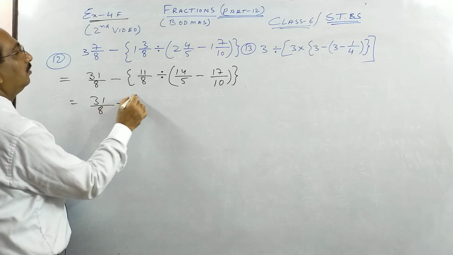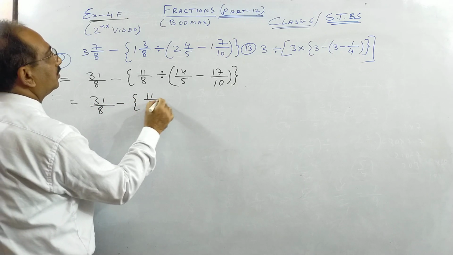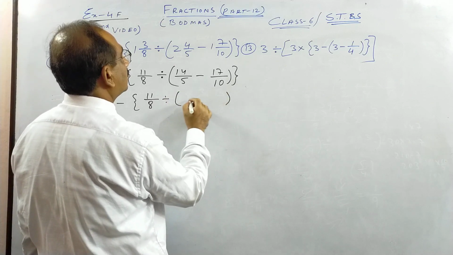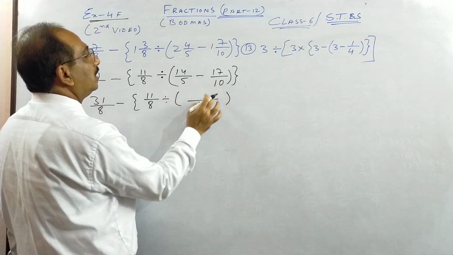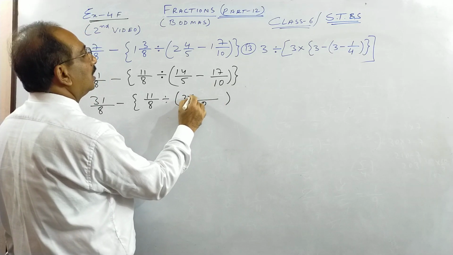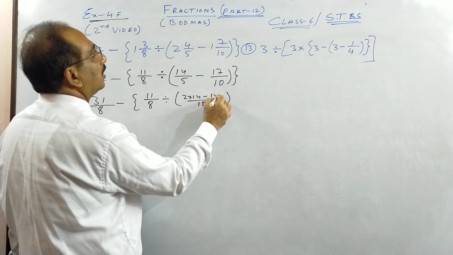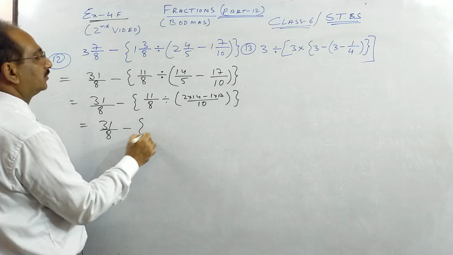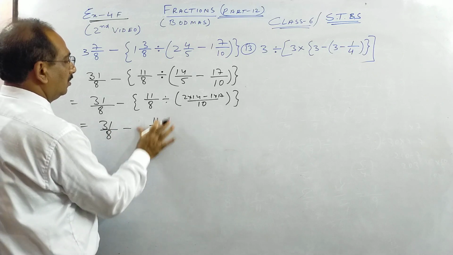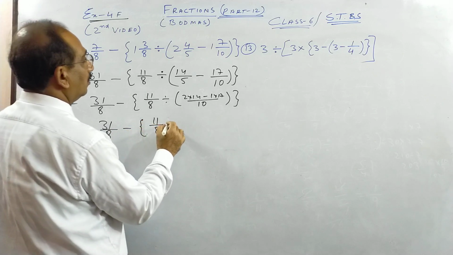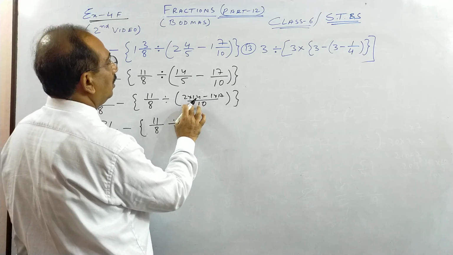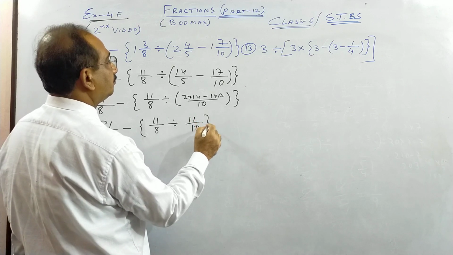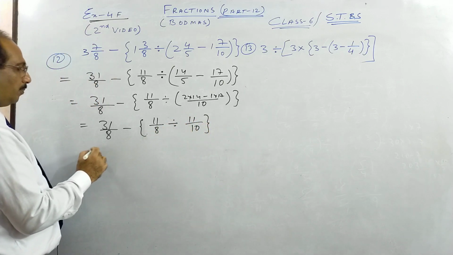Now first of all, I will solve the small bracket. So small bracket, what happens? The LCM of 5 and 10 is 10. 5 goes 2 times, 10 goes 1 time. So we get this divided by 14, 2s are 28 minus 17, 11 by 10. So the small bracket goes.